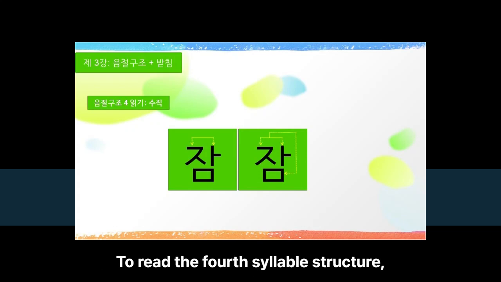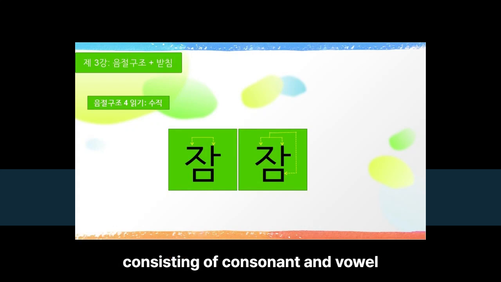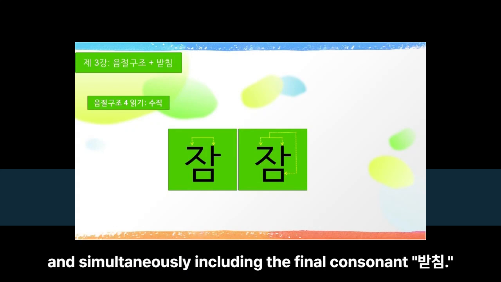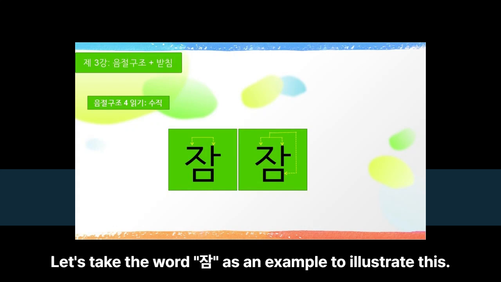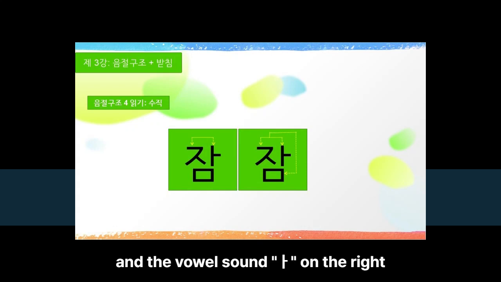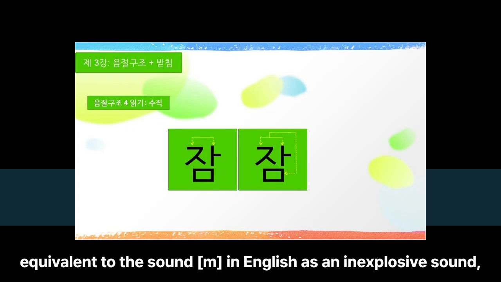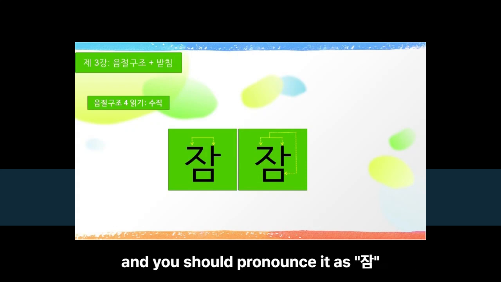To read the 4th syllable structure, you can understand it by reading both the 2nd syllable structure, consisting of consonant and vowel, and simultaneously including the final consonant, botchim. Let's take the word jam as an example. When reading the word jam, simultaneously pronounce the consonant sound jiut on the left and the vowel sound ah on the right, resulting in jar. At the same time, read the final consonant sound mium, equivalent to the sound m in English as an inexplosive sound, and you should pronounce it as jam.